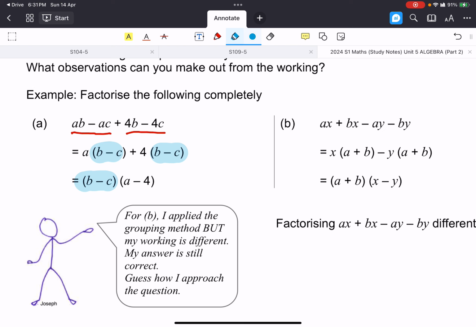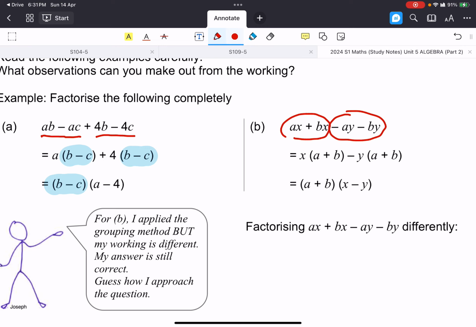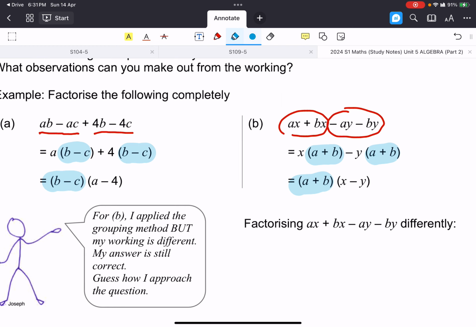Okay, similarly on this side, same thing. I'm going to put this as one group and this as one group. For the first group, I extract out X, I get A plus B in a bracket. On the second group, I extract out negative Y, I get A plus B here, right? So again, A plus B gets extracted and the whole thing is factorized nicely.